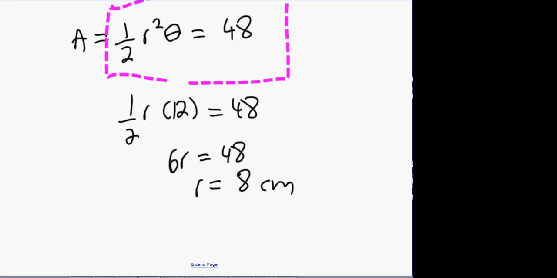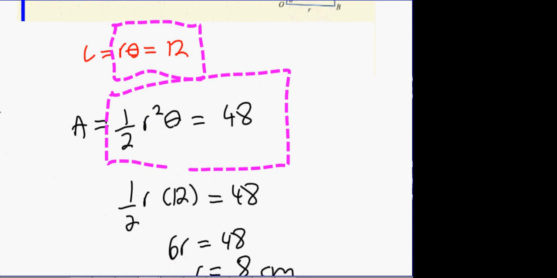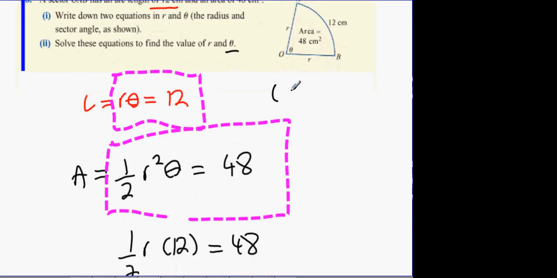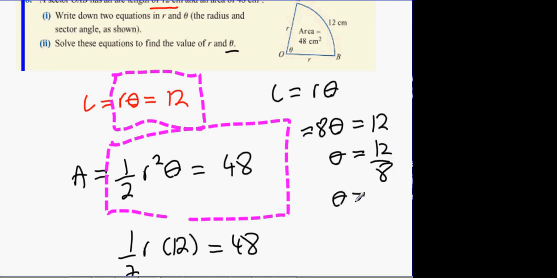And then finally, what do I have to find out then? I have to find out the value of theta. So L equals r theta. So 8 theta equals 12. Theta equals 12 over 8. You won't get full marks for that, that'll be 3 over 2. Okay guys.